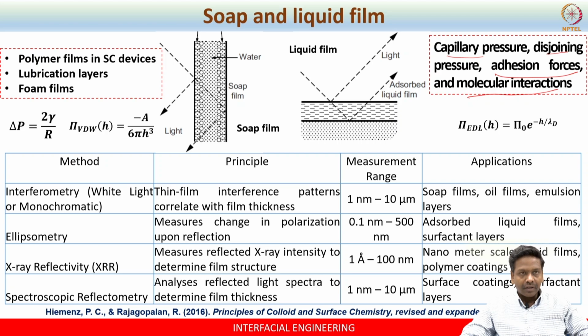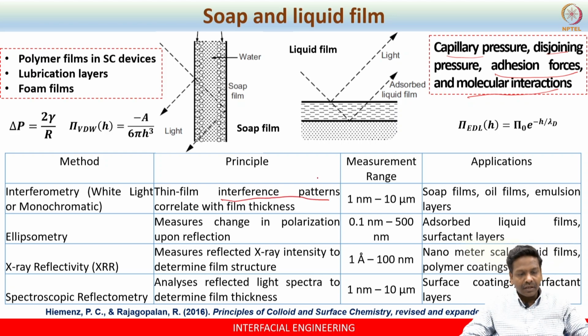But each method has limitations, as in these methods are applicable only in a particular measurement range. So depending on the measurement range, one has to pick the suitable method. In the case of interferometry, based on white light or monochromatic light, what you will be doing is measuring the film thickness by generating the interference pattern, right.